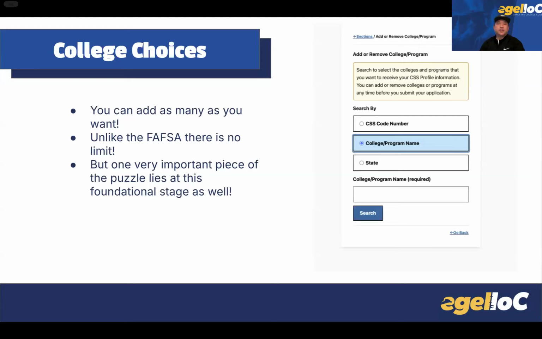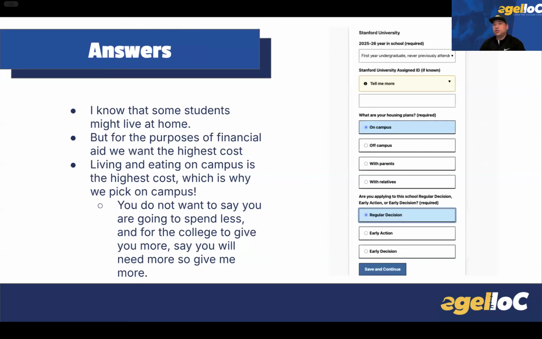But the other foundational piece that is very important here is this. Once you choose the college, and I chose Stanford here just randomly, this is how you need to answer the questions. If you are going to be a senior next year, then you're going to put in first year undergraduate student. And the question of what are your housing plans? I don't care if you're living with grandma, I don't care if you're living at your parents' house, I don't care if you're living with your friend off campus. You need to choose on campus every single time.